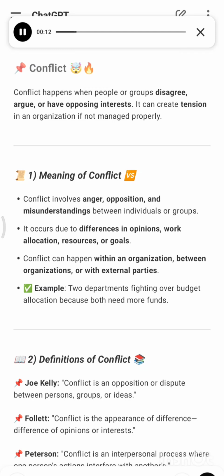1. Meaning of conflict. Conflict involves anger, opposition, and misunderstandings between individuals or groups. It occurs due to differences in opinions, work allocation, resources, or goals. Conflict can happen within an organization, between organizations, or with external parties. Example, two departments fighting over budget allocation because both need more funds.